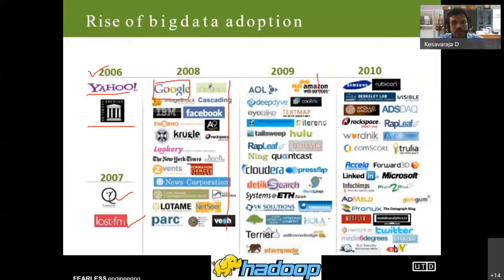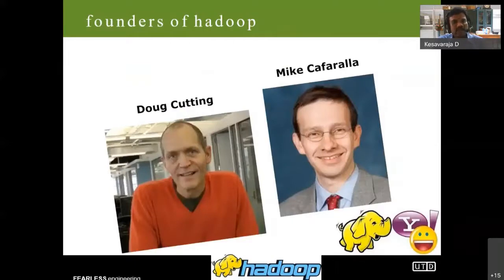Through 2008, 2009, 2010, and in 2020 and 2021, 99.9% of companies have a base framework made up of Hadoop. So Hadoop is a core architecture. The founders of Hadoop are Doug Cutting and Mike.